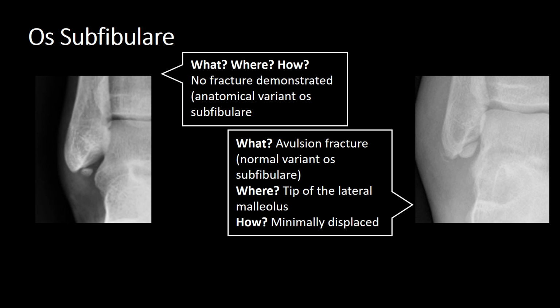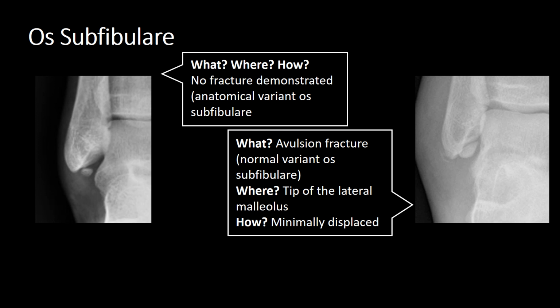In comparison to the right, here we have a large os subfibulare, well corticated, smooth margins. The host bone demonstrates a dense sclerotic line, indicating it's well corticated. But look, there's a tiny avulsion flake. It's sharp, it's irregular, and if we look closely, there's unevenness indicating that the bone has been torn off from this site. The massive soft tissue swelling will also help to guide you towards your diagnosis.